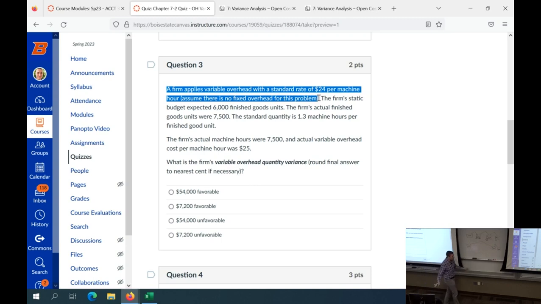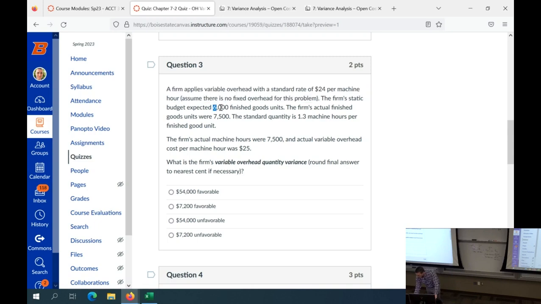Okay, so with that little parenthetical, I am saying don't worry about this. The only PDOH rate available is the variable PDOH rate because there are no fixed overhead costs, so you don't have to debate how much of the PDOH rate is due to variable costs. 100% is due to variable costs in this problem. Now, the firm's static budget expected 6,000 finished goods units. Okay, so that's volume. That's not units of cost driver that we're going to be using to assign variable overhead. The firm's actual finished goods units were 7,500.